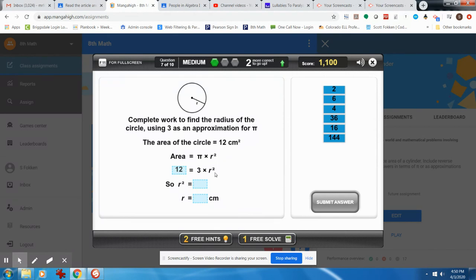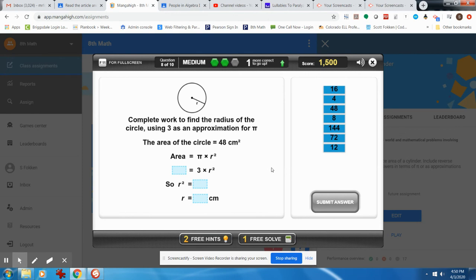Well, in order to get r squared by itself, we should divide both sides by 3, which would make 12 divided by 3 equal to 4. The r squared is 4. Take the square root of both sides. What's the square root of 4? Submit my answer. Let's see if we can get this one right. I guess we can move up.